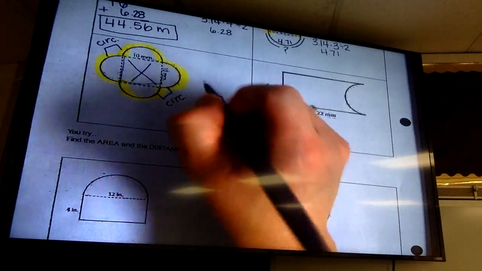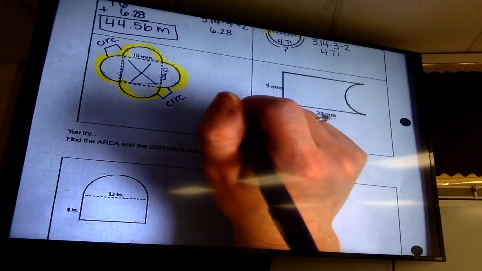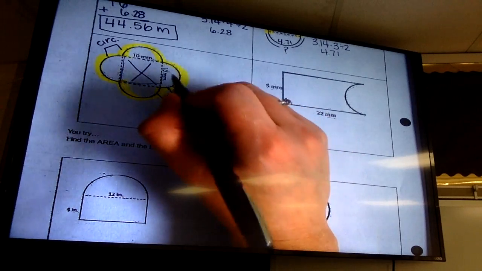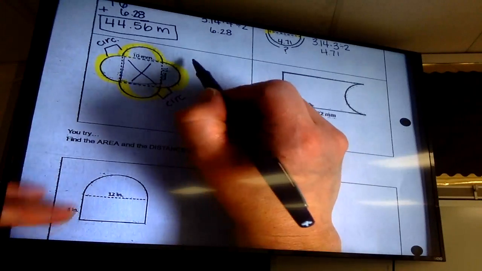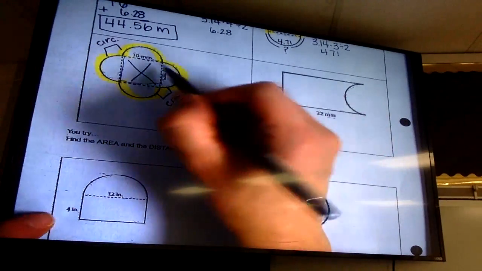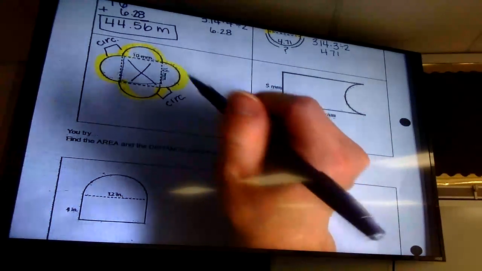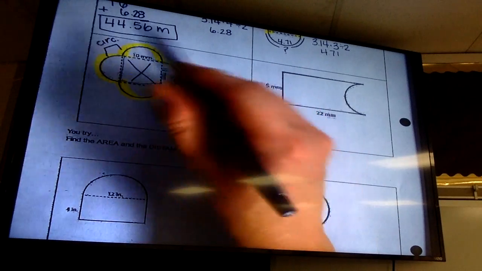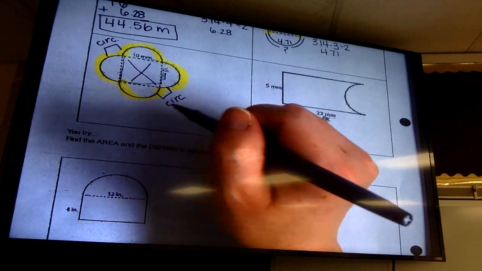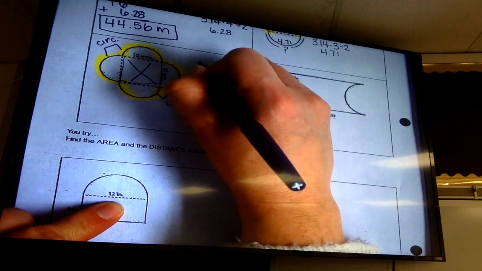You could find the area of a semicircle and multiply it by 4. Or you could find the area, or not the area, I'm sorry. You could find the circumference of a semicircle and multiply it by 4, or the distance of the arc of a semicircle and multiply it by 4. Or you could find the circumference of an entire circle and multiply it by 2. Either way will work. And that's how I'm going to choose to do it.